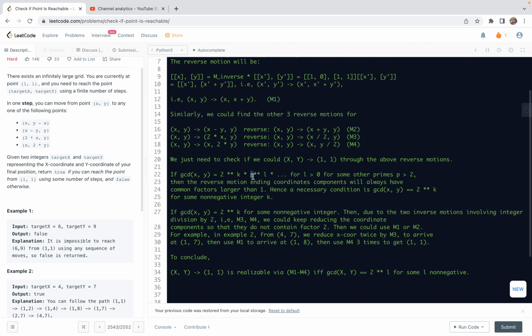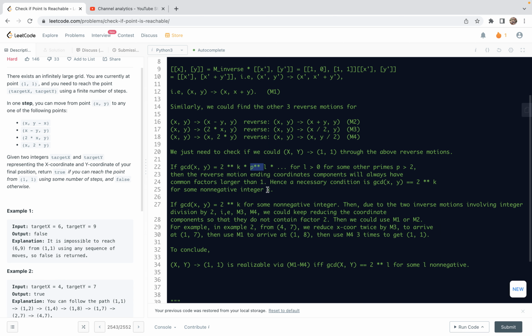So assume that this is the form. Here we have a factor of 2, and then we have other primes, where L is greater than 0, right? So this prime P is greater than 2. Then the reverse motion ending coordinates look like this one: x plus y, y, and x over 2y, and x y over 2. So all of the coordinates actually can be divided by this P if we have one, right? In other words, it's impossible to arrive at 1, 1 because P is greater than 1, right? So this is the one direction.